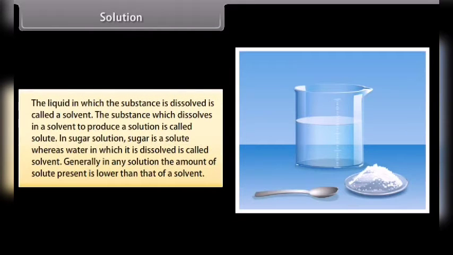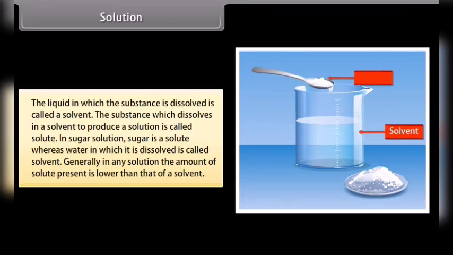The liquid in which the substance is dissolved is called a solvent. The substance which dissolves in a solvent to produce a solution is called a solute. In sugar solution, sugar is a solute, whereas water, in which it is dissolved, is called the solvent. Generally, in any solution, the amount of solute present is lower than that of a solvent.